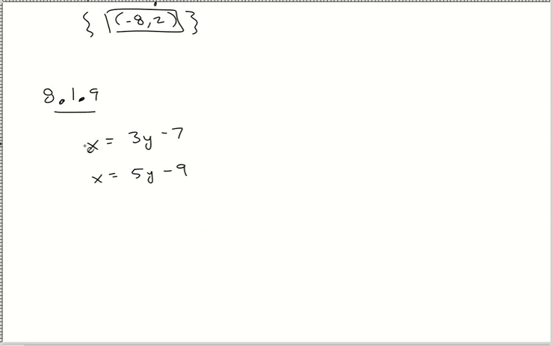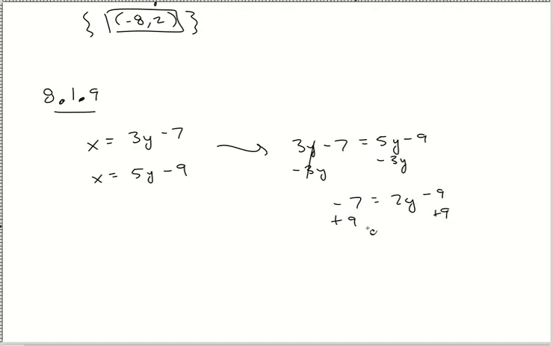So I have the next one. x equals this and x equals that. What do I do? Well, they're both x equals, so I got 3y minus 7 is equal to 5y minus 9. I mean, if they're both x, then they're both equal. I'm going to minus the 3y on both sides. It's not exactly canceling. I got a 2y minus 9. Add 9 to both sides. So what, 2y equals 1? Wait, y equals 1.